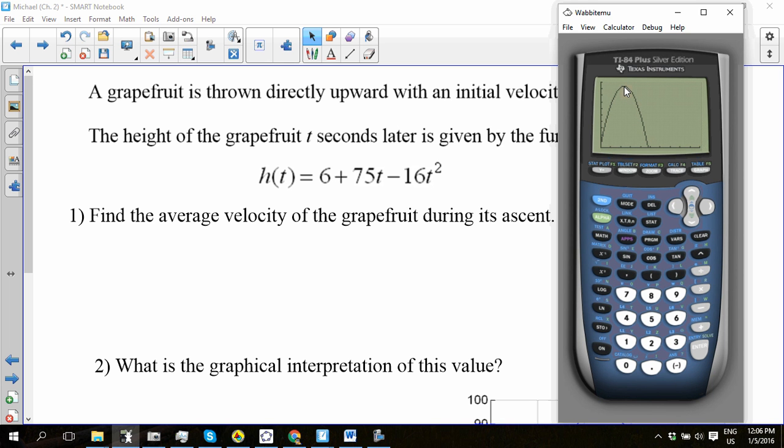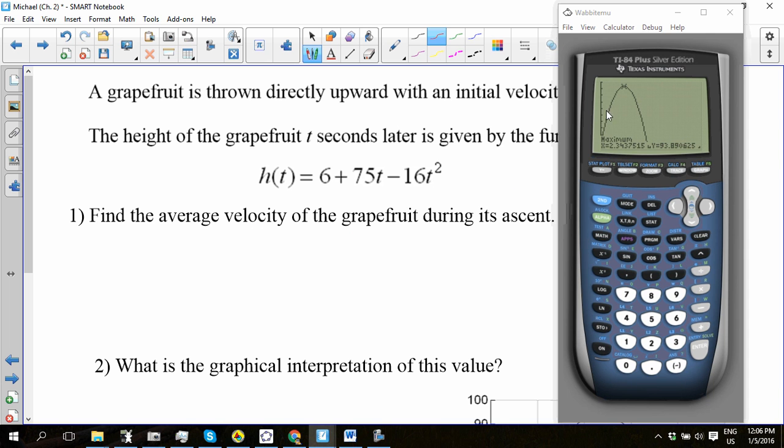Let's see where that peak is. Second, calculate, maximum. Left bound, it's somewhere between 2 and 3, it looks like. So left bound 2, right bound 3. Reaches the maximum at 2.343.